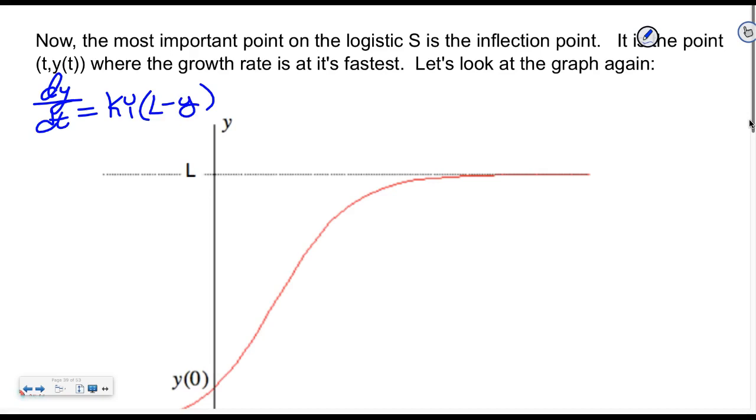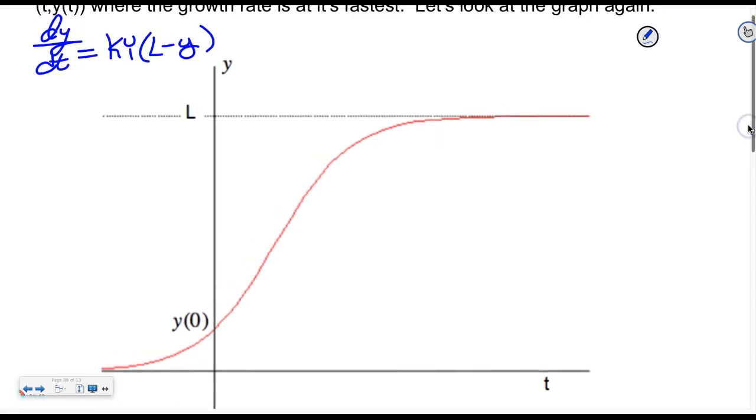Now, up here, let's look at the graph again. This point right here, I want you to label it as t, comma, the value at t. How much is there at time t? Right at this spot right here. What's true about that spot on the graph? What's happening right there?